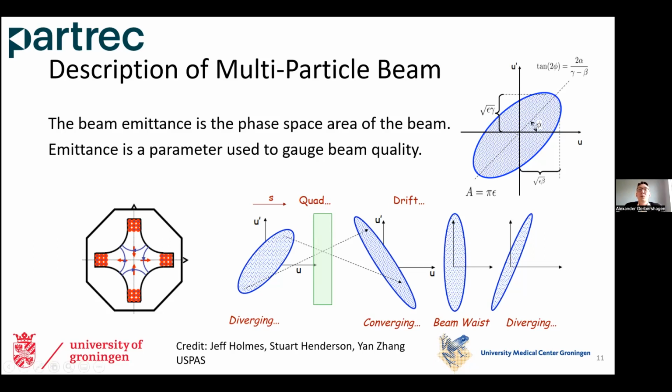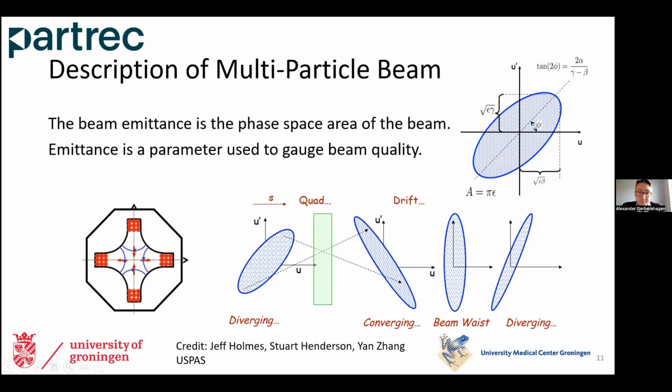You can have, for example, 2 sigma. If the distribution is Gaussian, you can say, okay, well, I do a cutoff at 2 sigma in all planes, and then what is my emittance? If the emittance is big, you have a beam which is large and is going in all possible directions. If the emittance is small, then you have a very, very small pencil beam, which is parallel.